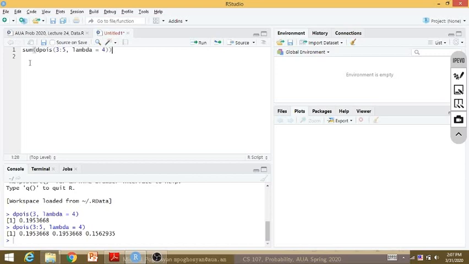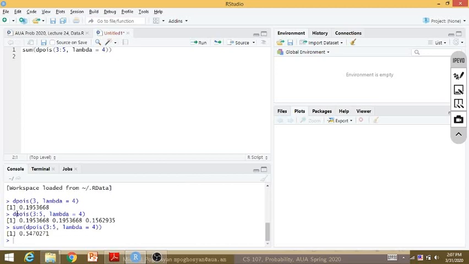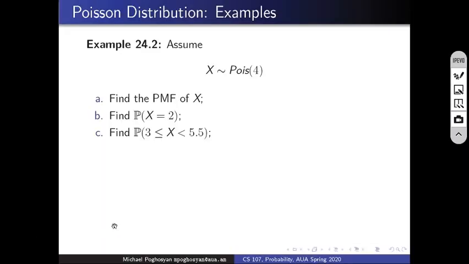And I'm writing another parenthesis and I'm running. This is 0.55 about. So the probability that x will be between 3 and 5.5 is 0.55.